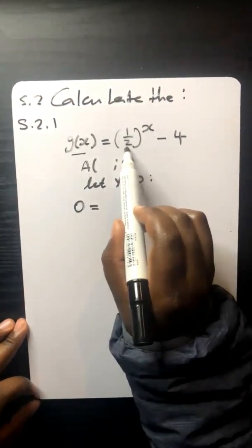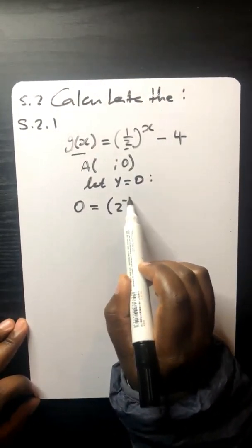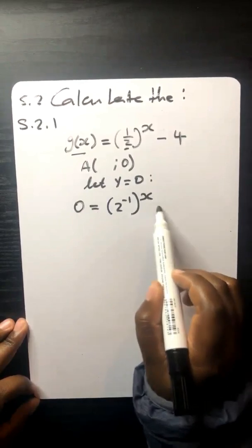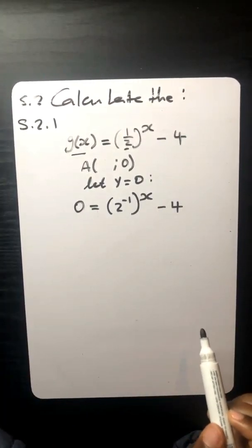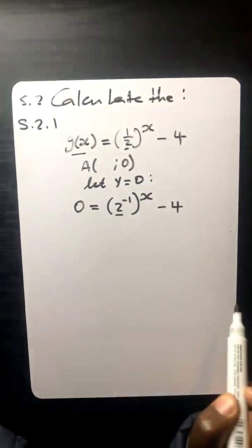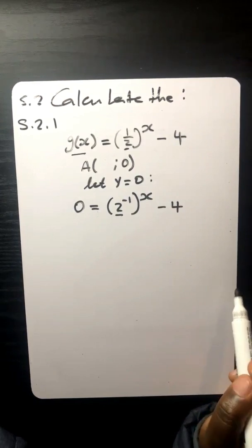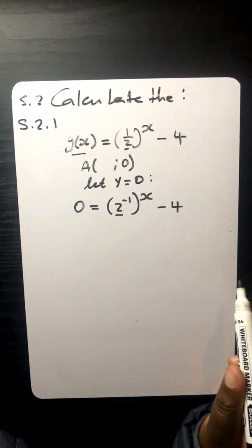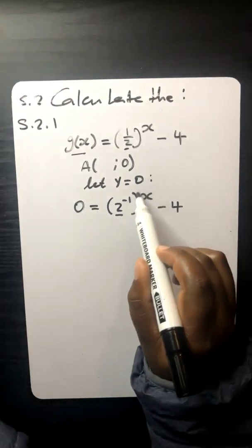Remember, guys, this one is actually half. So let's write it as 2 to the exponent negative 1. The reason is that we want to write it in exponential form with a base, so that we can apply exponential laws to solve the problem. Remember, guys, at all times, this is the gold that we are trying to get to.